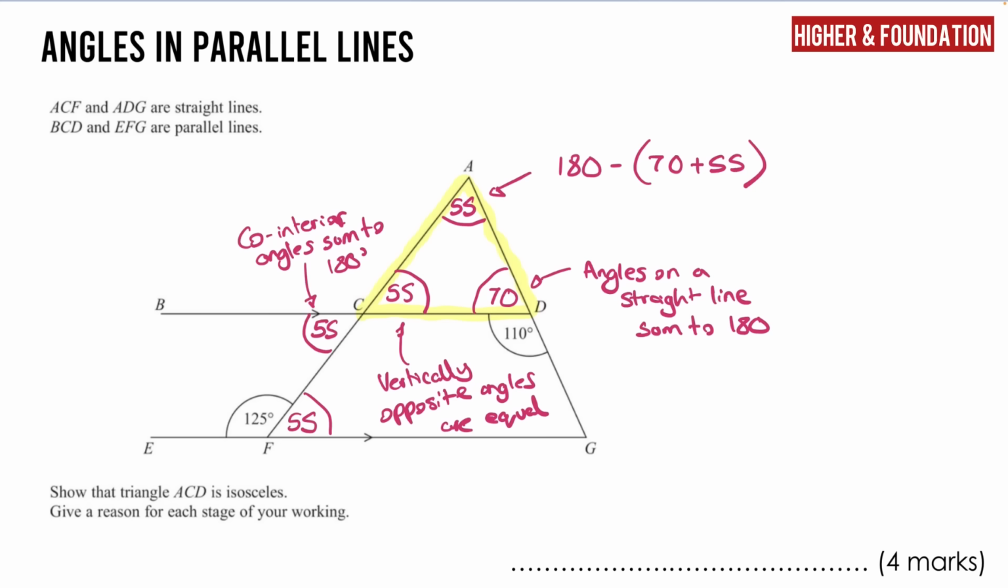Now you might want to write for something like this where it says show that it's an isosceles. You'd probably want to write some sort of explanation here along the lines of two angles are the same, and in an isosceles two angles are the same. Of course it's the base angles, but this one here is rotated on its side slightly. So there we go, two angles are the same, therefore it is an isosceles.